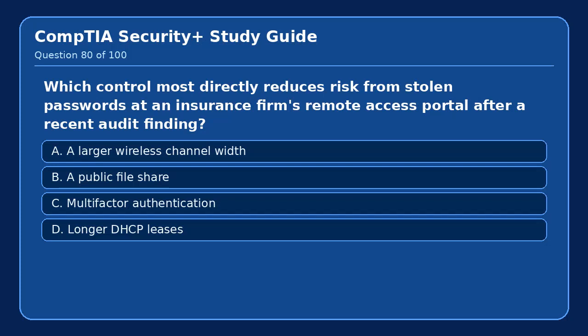Question 83. How should a financial services team protect a state-changing web request from forged browser submissions as part of a risk reduction project? A.